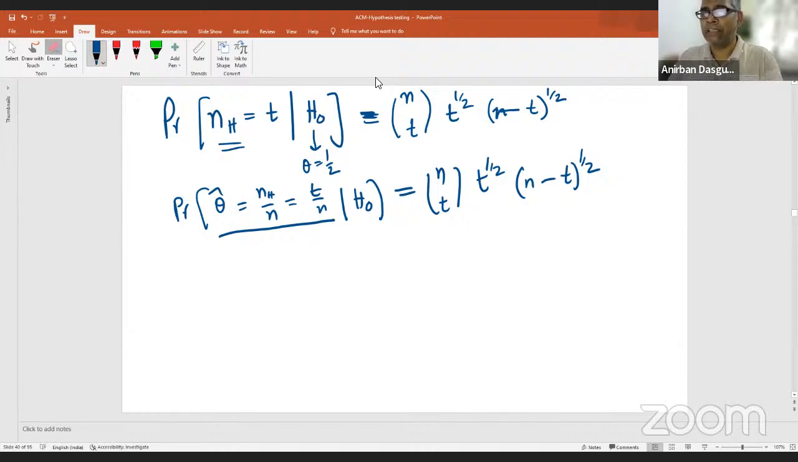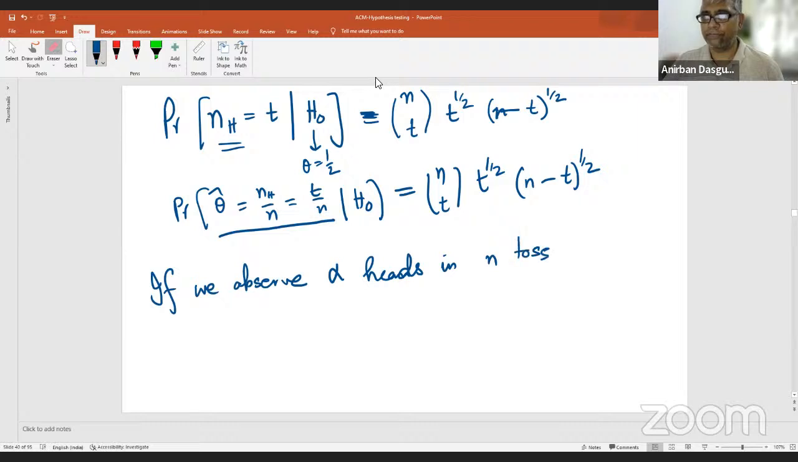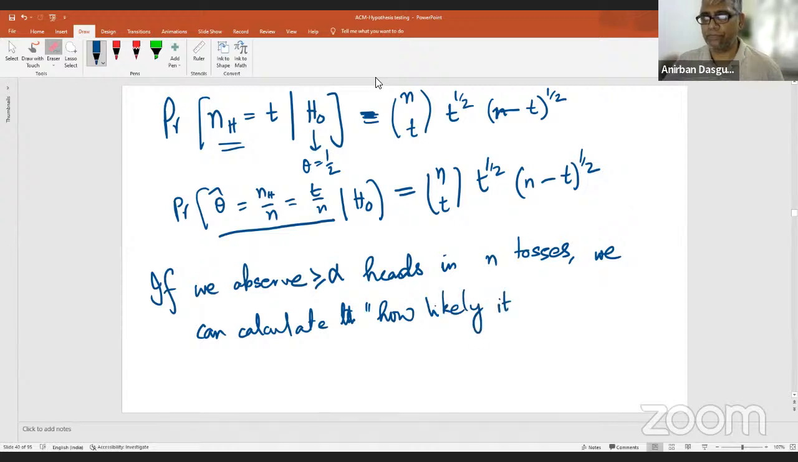So now I should be able to say that if we observe some number, some alpha heads in n tosses, we can calculate how likely it is under H0.